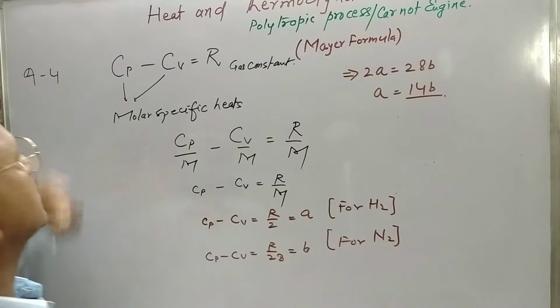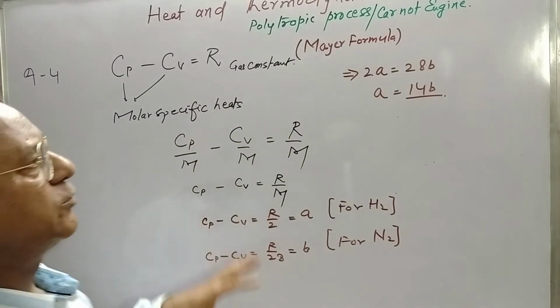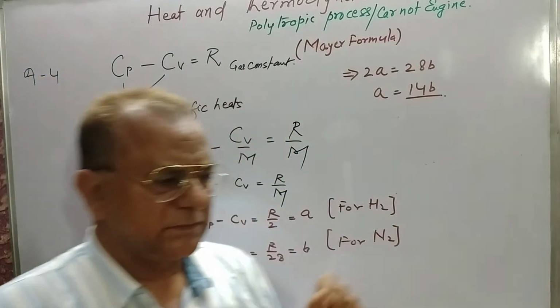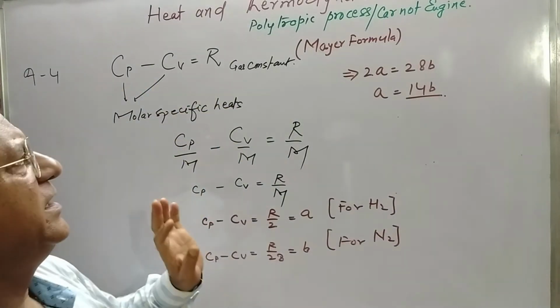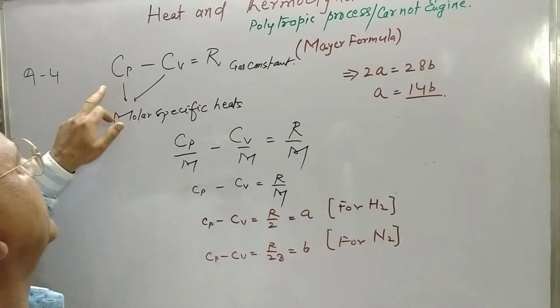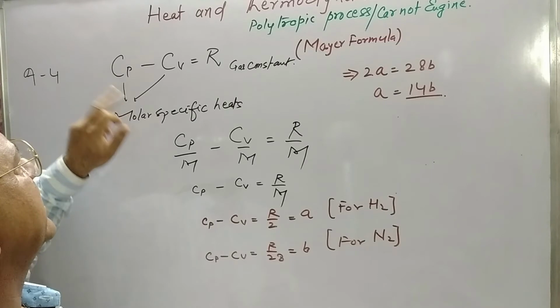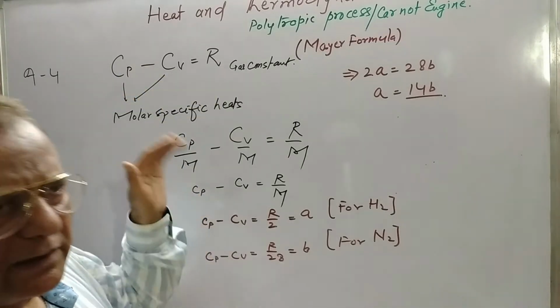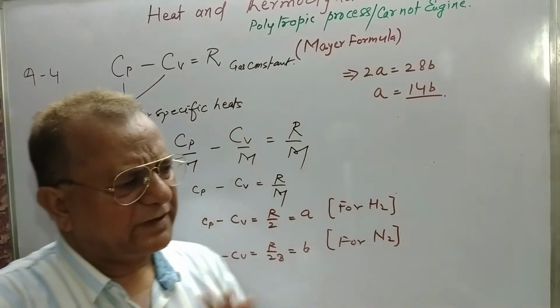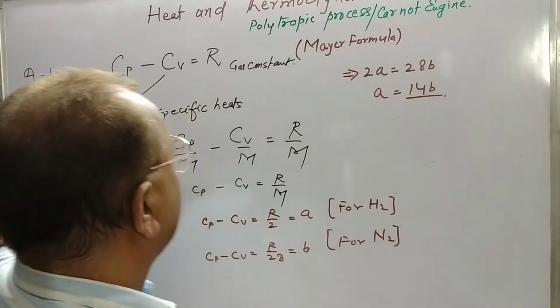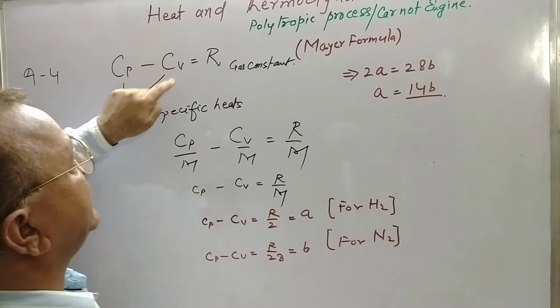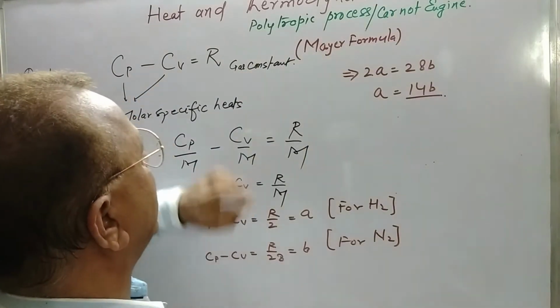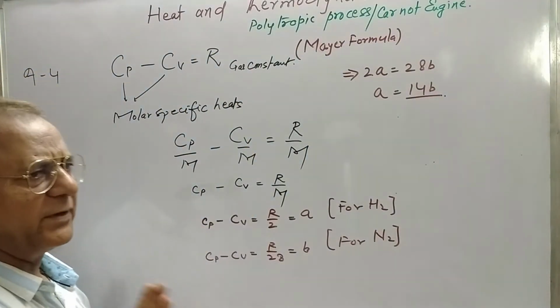Answer number 4. In this question, the question is very easy. The only thing is, you have to remember specific heat, molar specific heats and normal specific heat. That is the relation, and sometimes the examiner tries to confuse you. Cp minus Cv equal to R is the Mayer formula. It's a standard formula of thermodynamics.